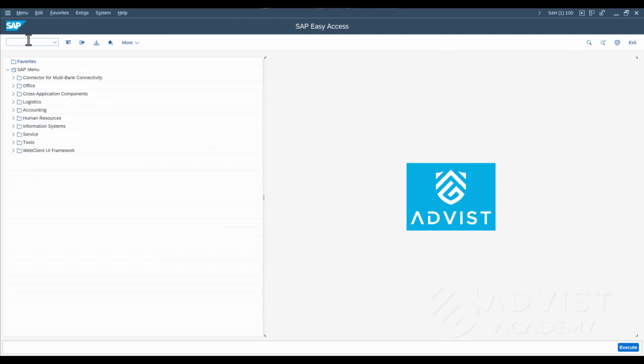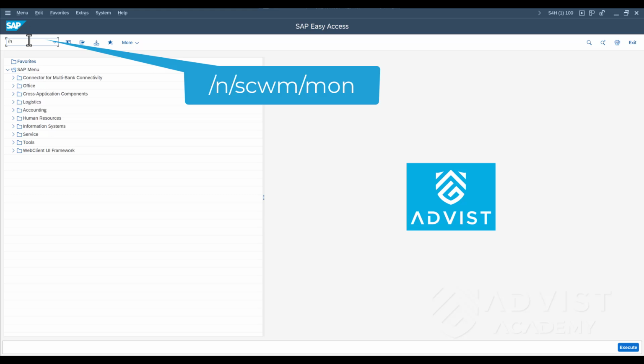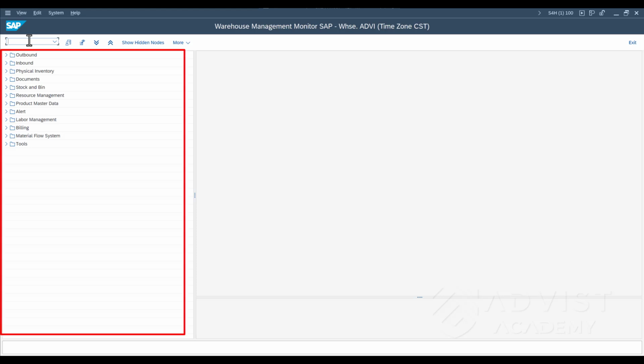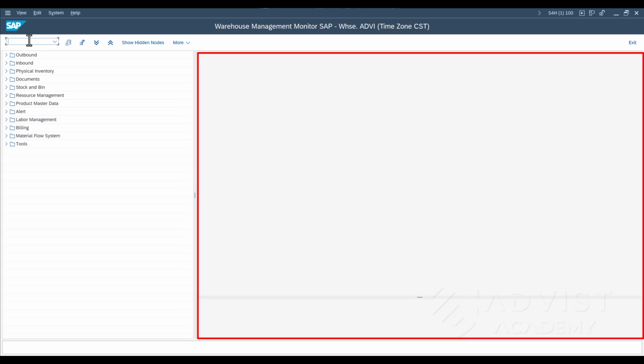The first step is to open the Warehouse Management Monitor. This is done by calling transaction /SCWM/AMON. After starting the monitor, the familiar structure appears with the navigation tree on the left side and the display area on the right side.